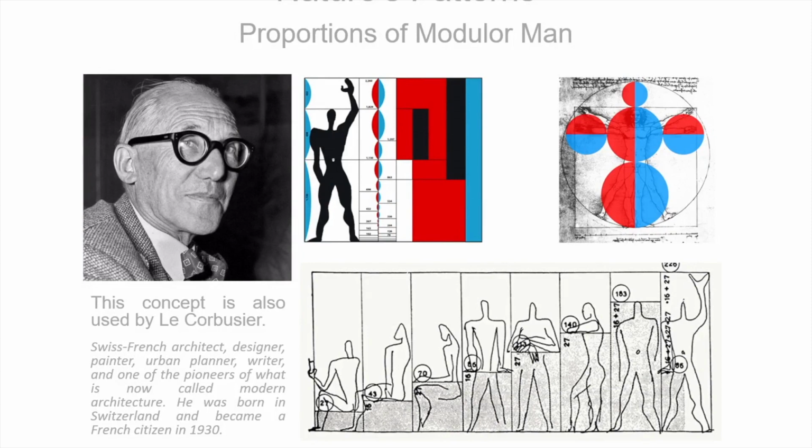Let's move on to the last item to learn today. And we're going to be introduced to Le Corbusier. He was born in Switzerland, considered a Swiss-French architect because he moved and became a French citizen in the 1930s. And we're going to take a look at what is called his modular man.